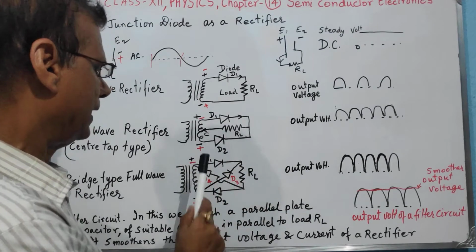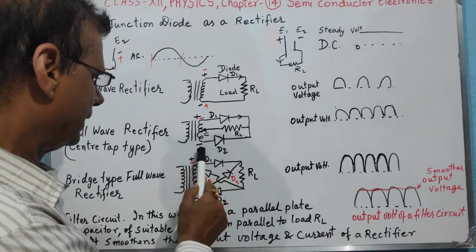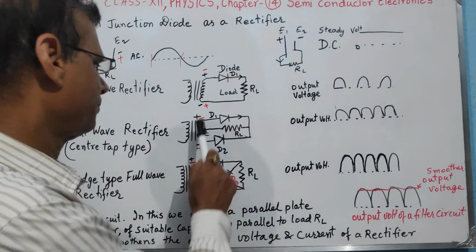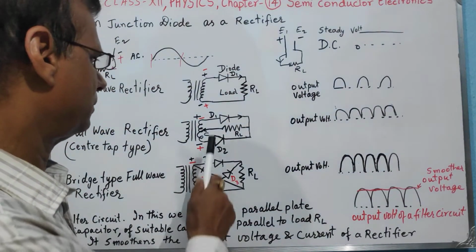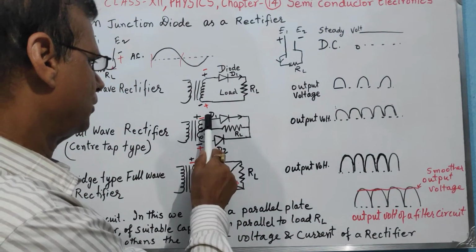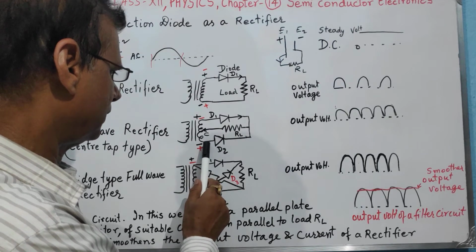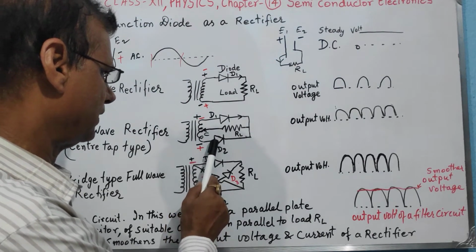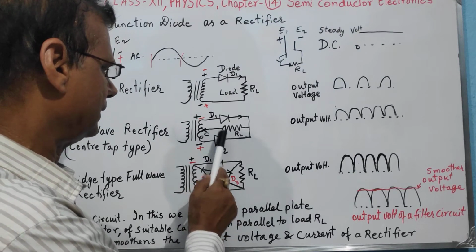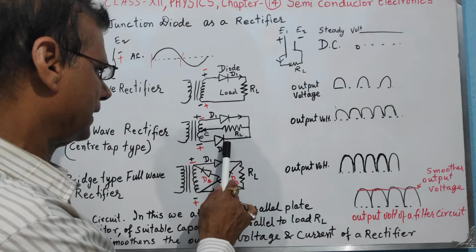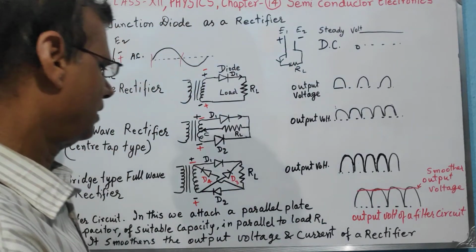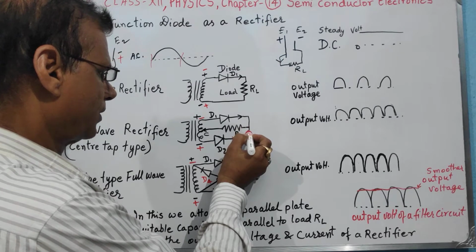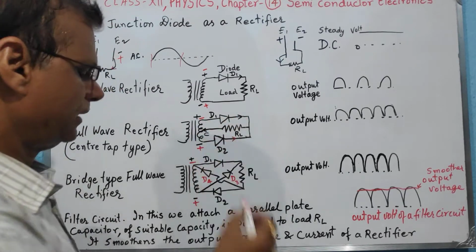During the second half cycle, which is shown by red ink, the lower part of the transformer comes at high voltage, and the upper part of the output of the transformer comes at low voltage. Therefore in this case D2 starts conducting, because the left side of D2 has high voltage and the right side has low voltage. Therefore D2 starts conducting, and as a result current passes through the load, and no current is passing through diode D1.